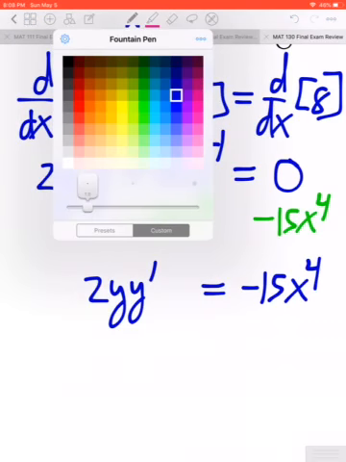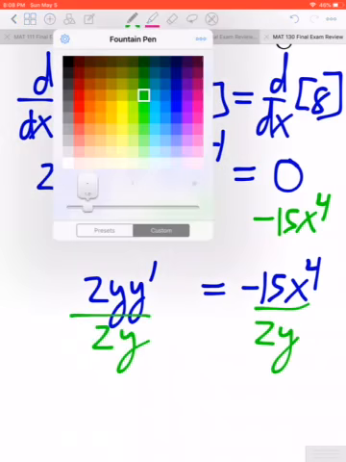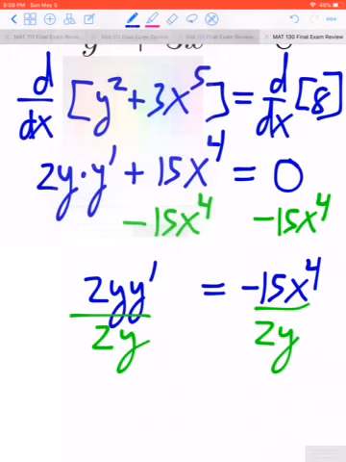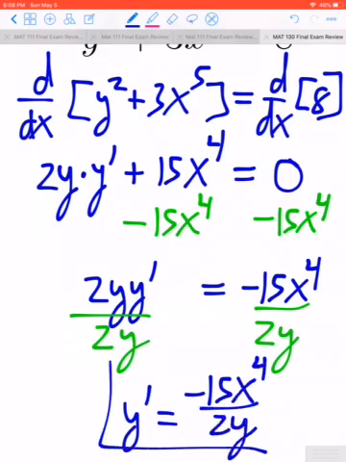And then we have one more step. In order to get the y prime by itself, you'd have to divide both sides by 2y. And we get that y prime is equal to negative 15x to the fourth divided by 2y.